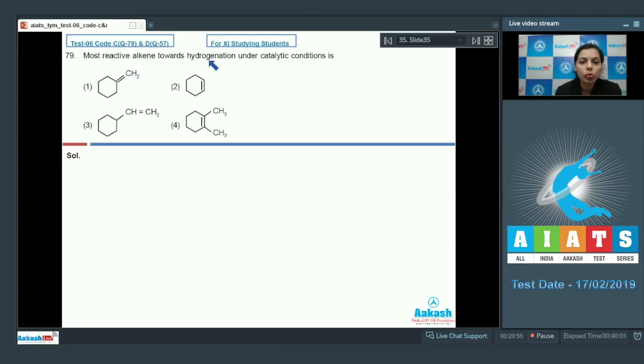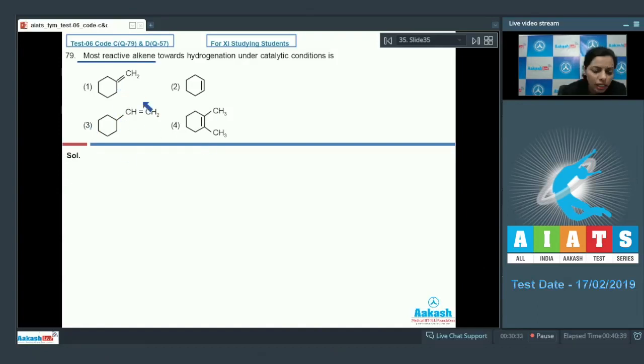Question number 79. Most reactive alkene towards hydrogenation under catalytic conditions is. Most reactive means less stable, and stability in the alkene can be explained with the help of hyperconjugation. If you look at the alkene given in option 3, you will identify that alpha to this double bond, there is only one carbon atom at which one hydrogen atom is present. And there is less stabilization by hyperconjugation, due to which it is least stable.